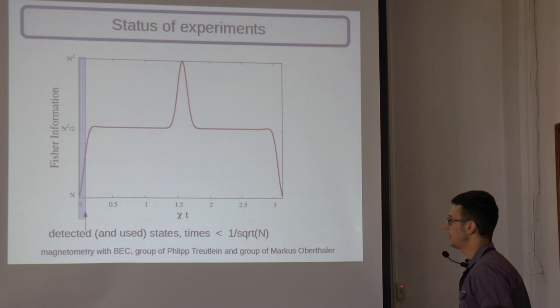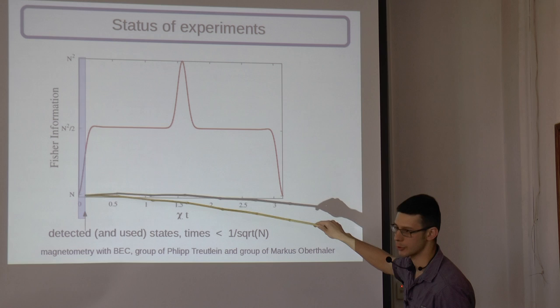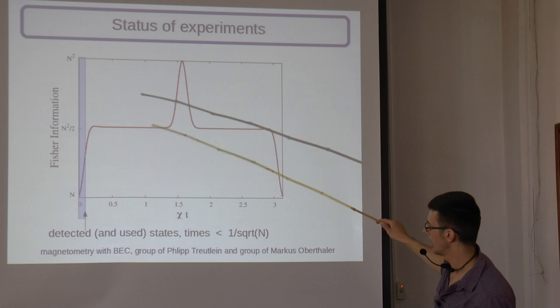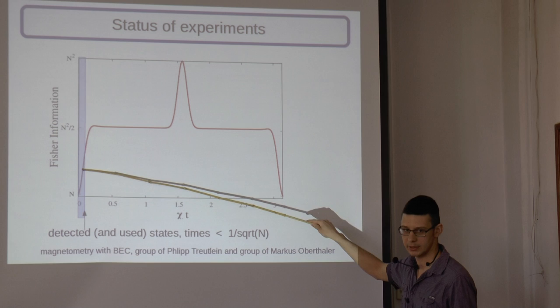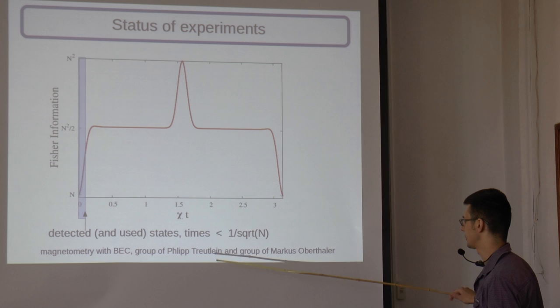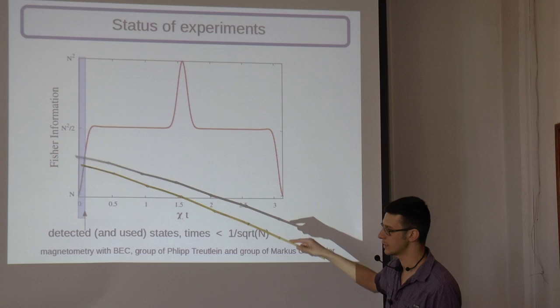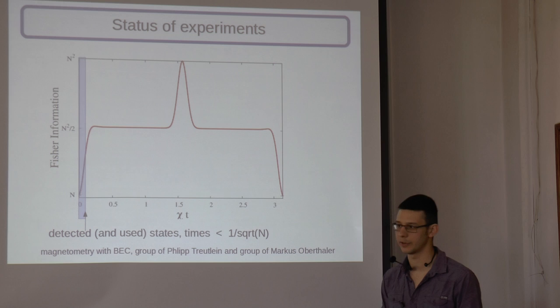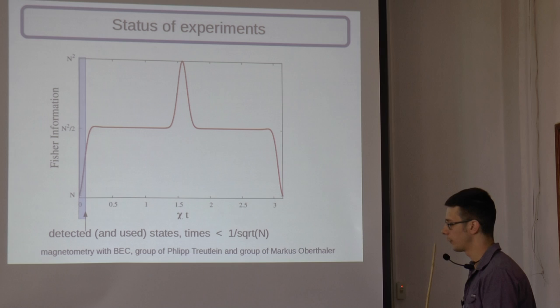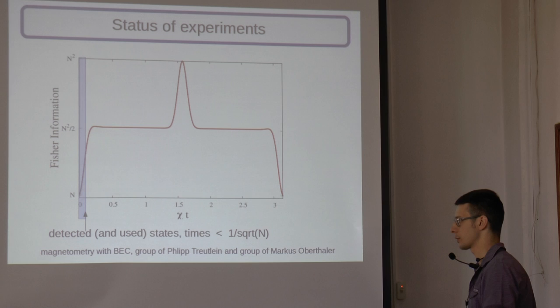For the time being, in experiments, there are used only states which appear for very short evolution times. So this procedure is already accomplished, but only for states which appear at short times. These states are squeezed states, and there were two experiments, one in Basel, performed by Philipp Treutlein, and the second one in Heidelberg, performed by Markus Oberthaler, and they built a magnetometer. They used Bose-Einstein condensate to produce a squeezed state, and they used this state to find the value of the magnetic field with indeed good precision. This was a proof of principle experiment, so they cannot beat the best magnetometers around the world, but they can show that this entanglement can help.